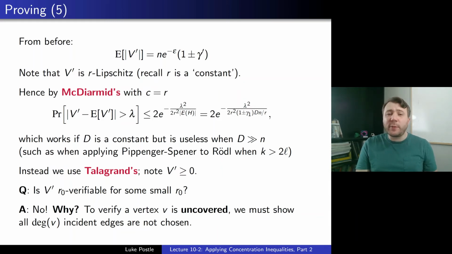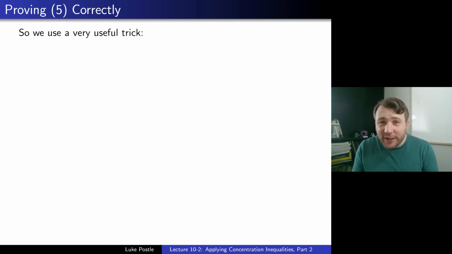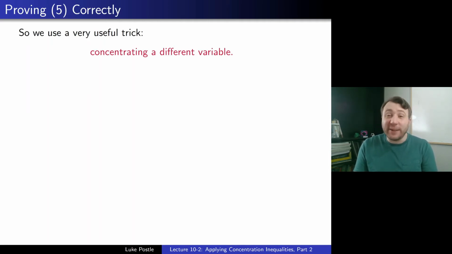So what do we do? It seems like we're stuck. We tried Chernoff, which doesn't apply because it's not a sum of independent variables. McDiarmid's seemed good, but maybe the number of trials was too much. So we turned to Talagrand's, but the Lipschitz was fine, and the verifiability wasn't there. It's too much. So what do we do? Well, here's the nice trick. Here's a very useful trick when applying Talagrand's. You get stuck and you say, oh, we're so close, we're Lipschitz, but it's not verifiable. Well, who said you have to concentrate that variable? Why don't we concentrate a different variable?